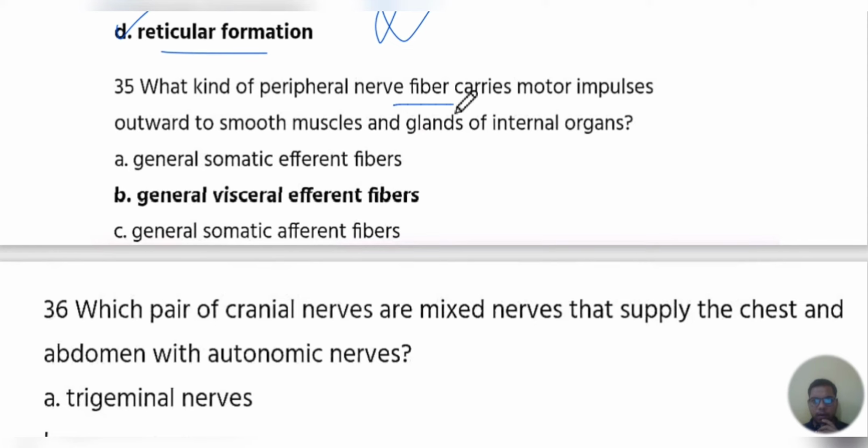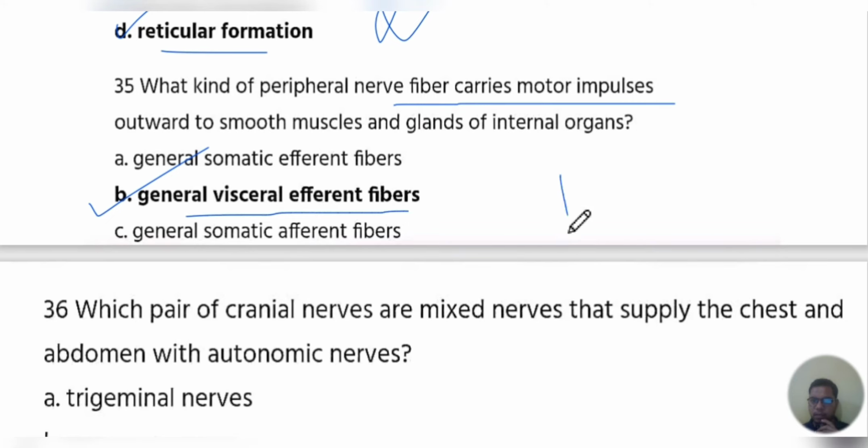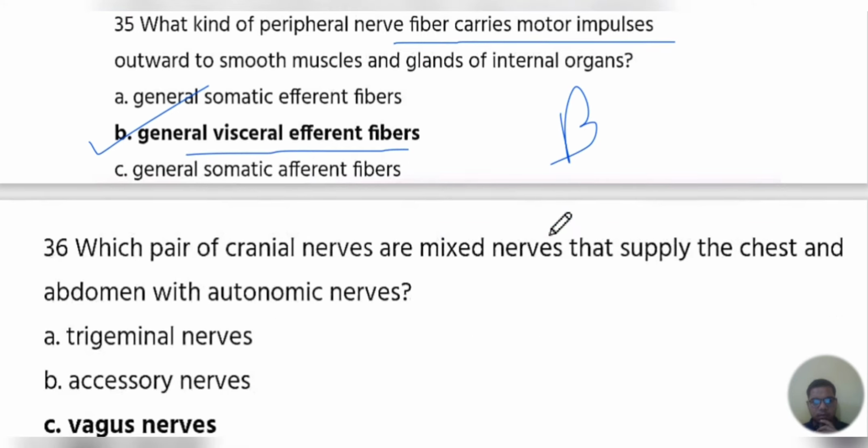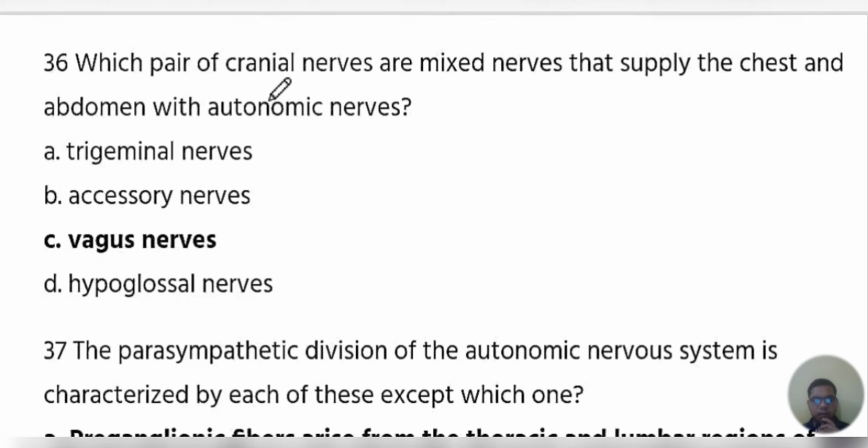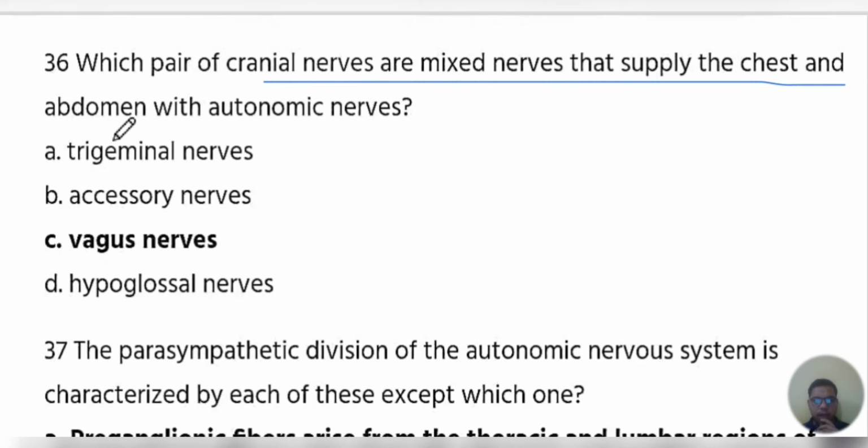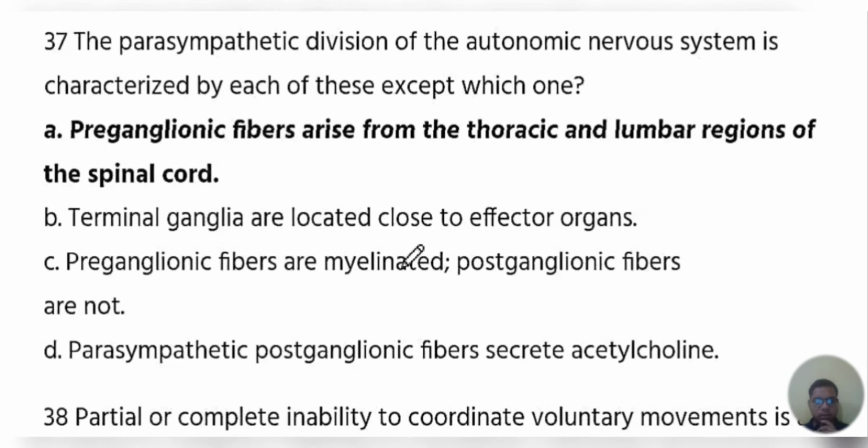What kind of peripheral nerve fiber carries motor impulses? The answer is B, general visceral efferent fiber. Next is question number 36. Which pair of cranial nerves are mixed nerves that supply the chest and abdomen with the autonomic nervous system? The answer is C, vagus nerve. Next is question number 37.